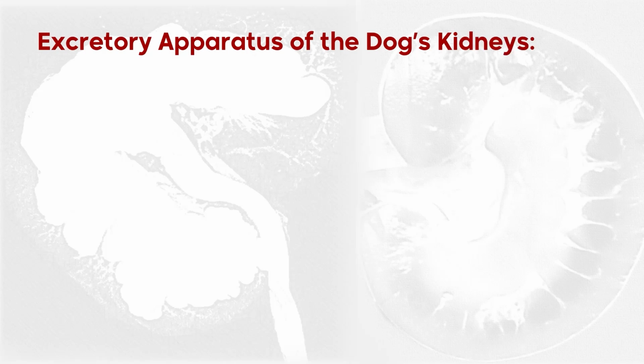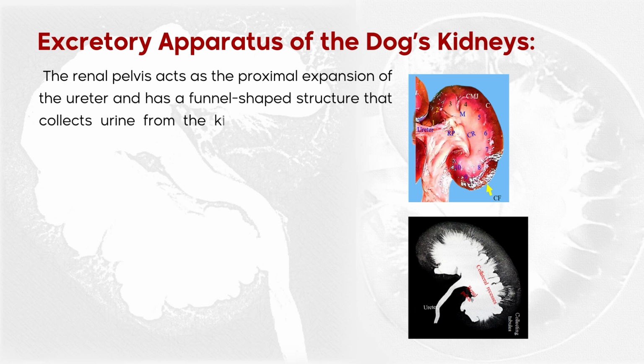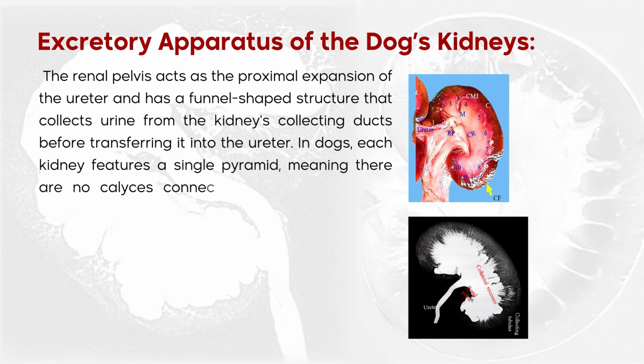Excretory apparatus of the dog's kidneys. The renal pelvis acts as the proximal expansion of the ureter and has a funnel-shaped structure that collects urine from the kidneys' collecting ducts before transferring it into the ureter. In dogs, each kidney features a single pyramid, meaning there are no calyces connected to the renal pelvis.